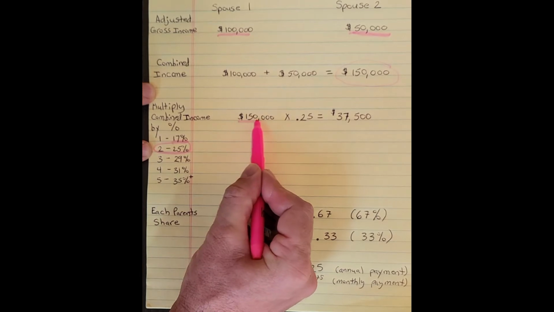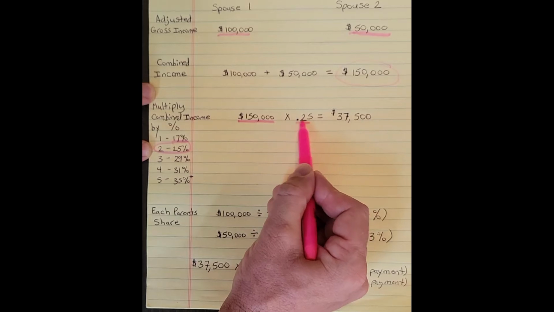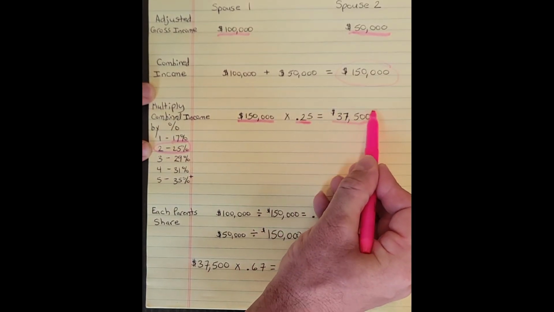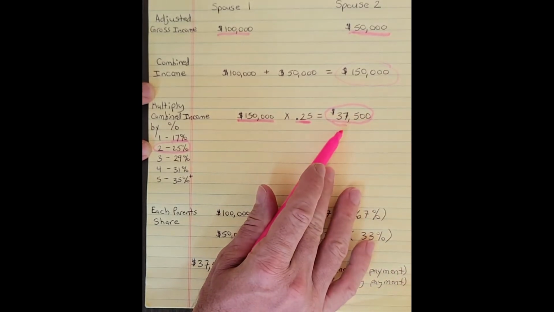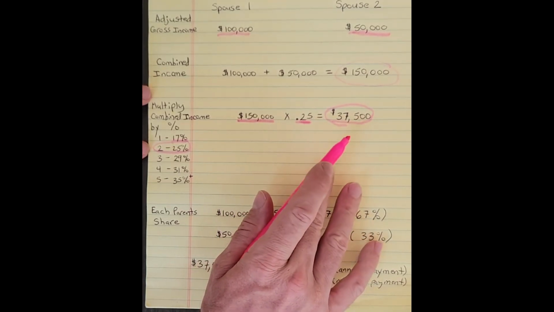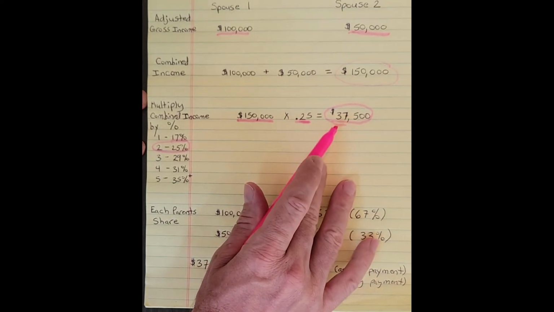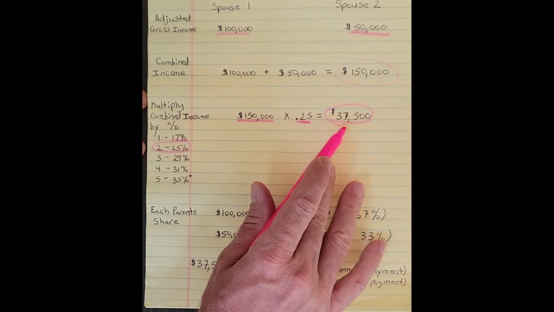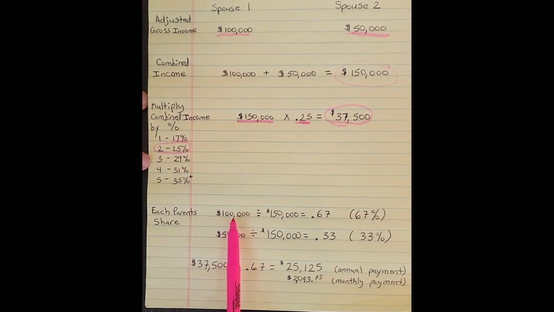So we take $150,000, which is the combined income of both spouses. We multiply it by 25%, and we get $37,500. This is the total child support obligation that both parents would have to pay. Now, of course, only the non-custodial parent pays, so we need to determine what percentage of that the non-custodial parent pays. So in order to do that, we divide each parent's adjusted gross income by the combined income.